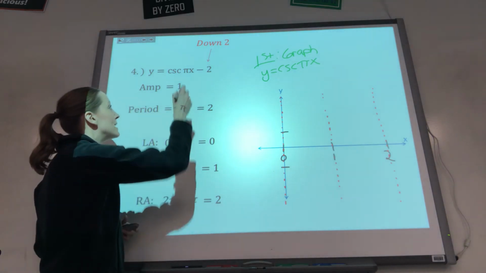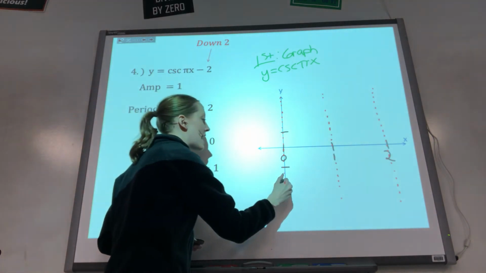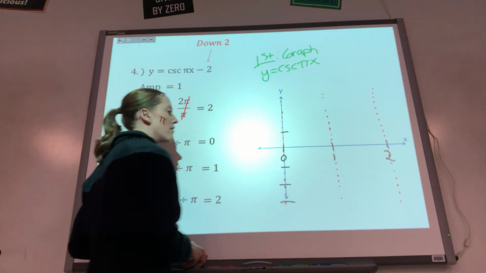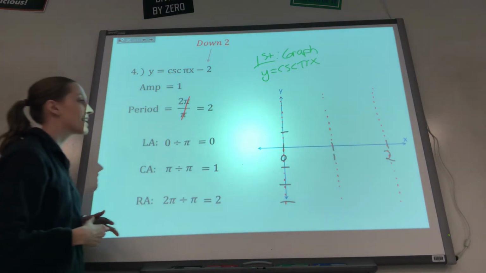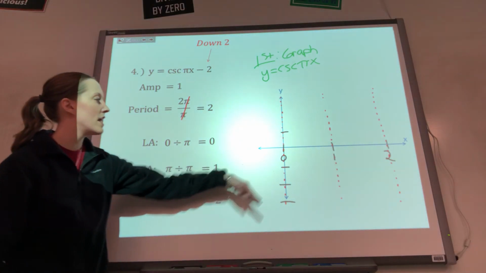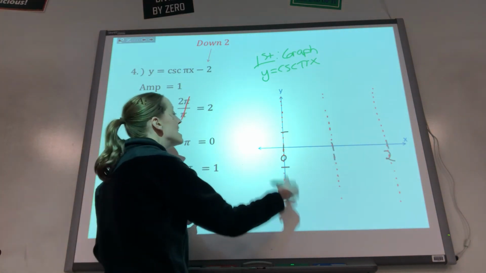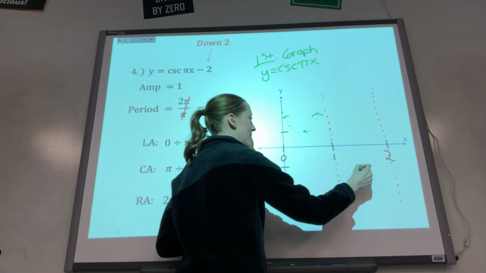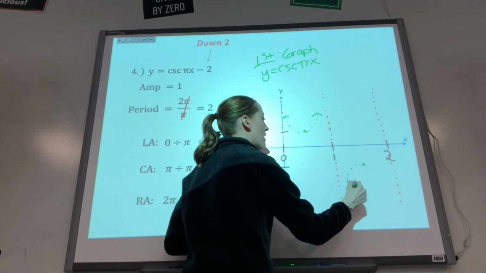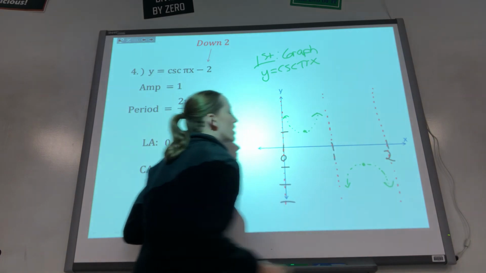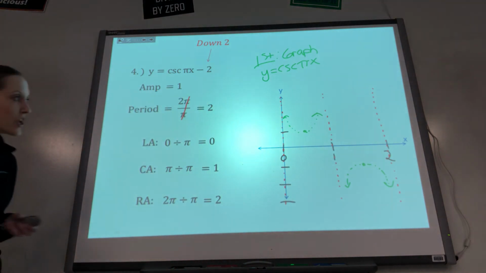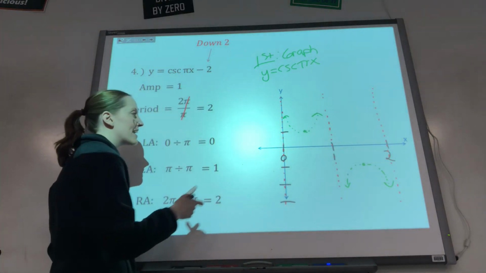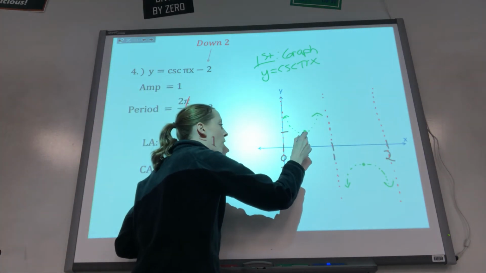Now that reminds me, if I'm taking everything down 2, I might want to do a better job of labeling on my y-axis. So I'm going to throw on another couple values there. And here I go. This is what my graph looks like without the minus 2. This would be up here at 1. That's down at -1.